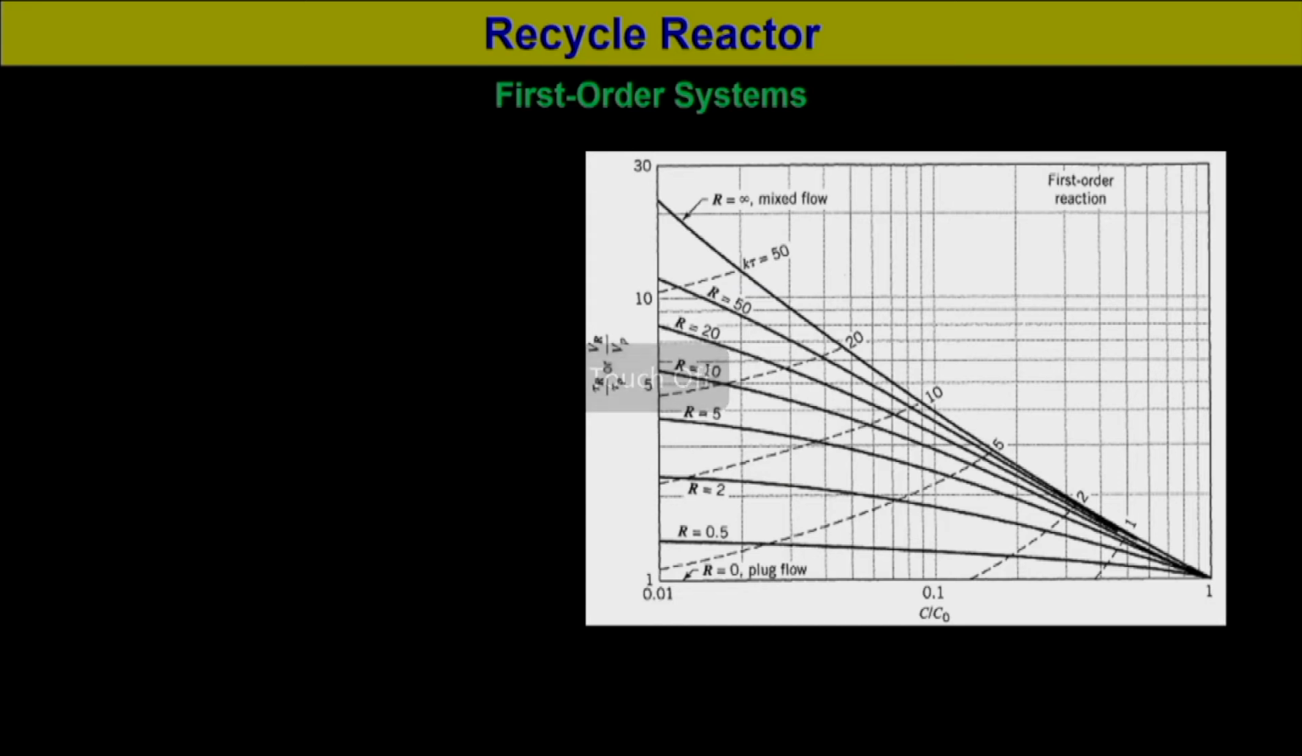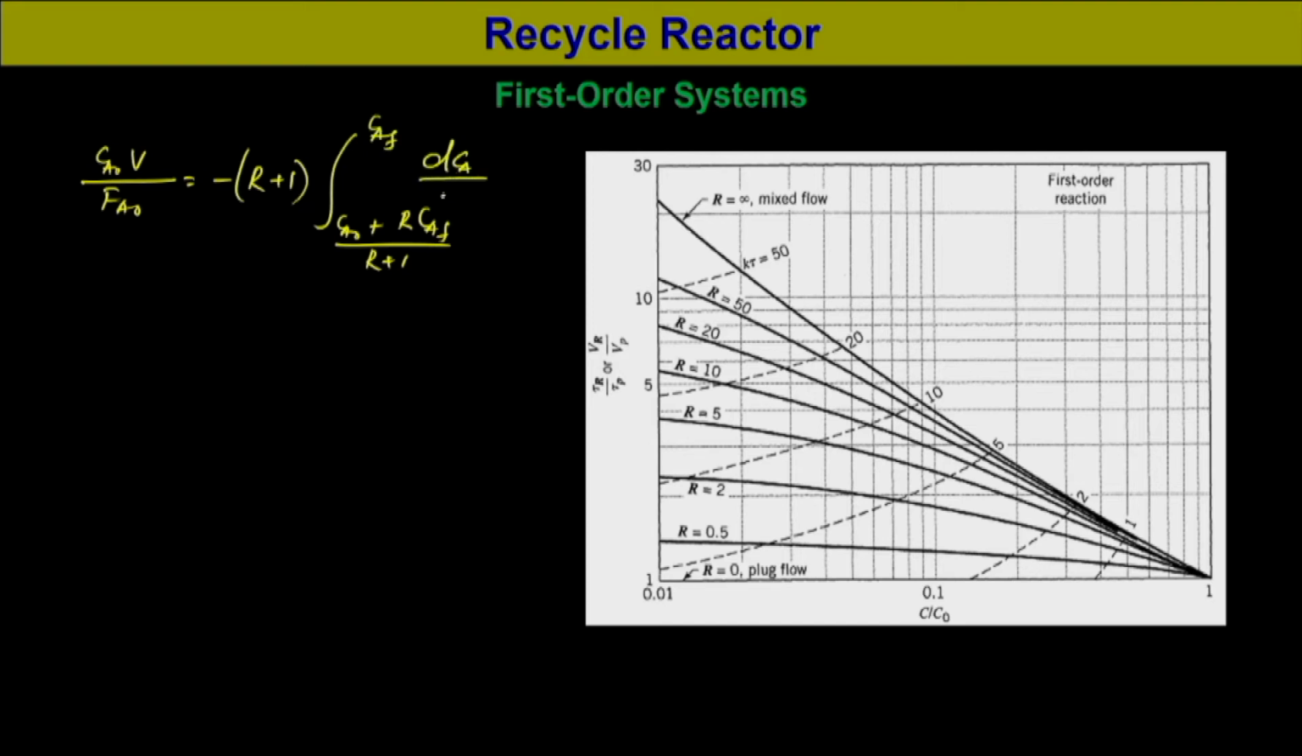Now, if we consider a first order reaction, for first order reaction we can write the performance equation: CA0 V by FA0 is equal to minus (R plus 1) integral from (CA0 plus R CAF) by (R plus 1) to CAF of dCA by k CA. This is for first order.